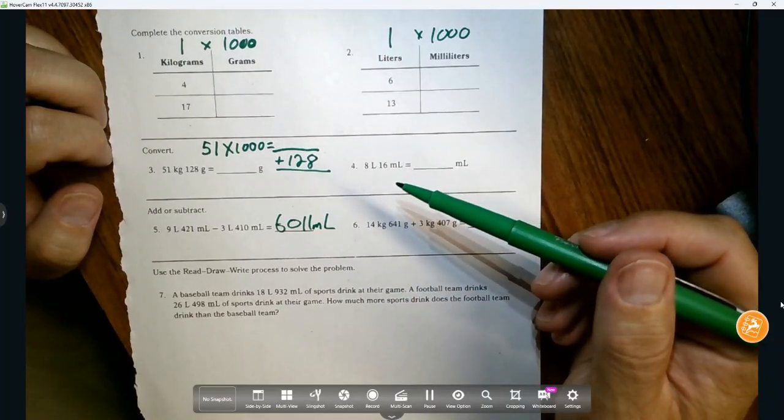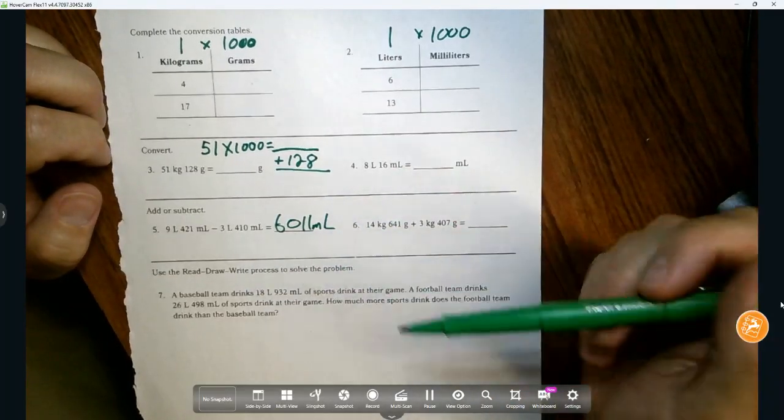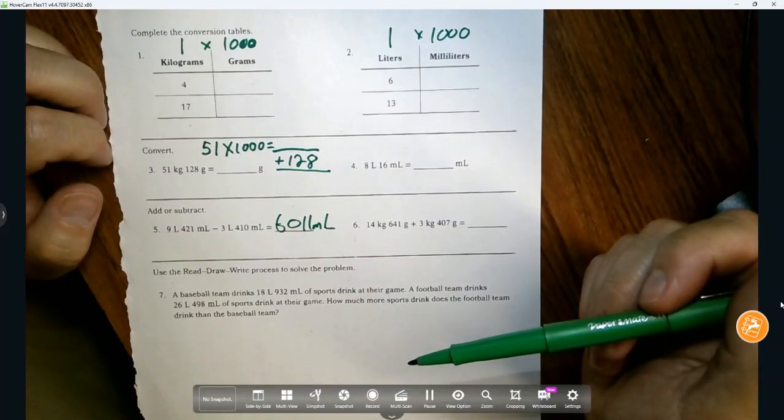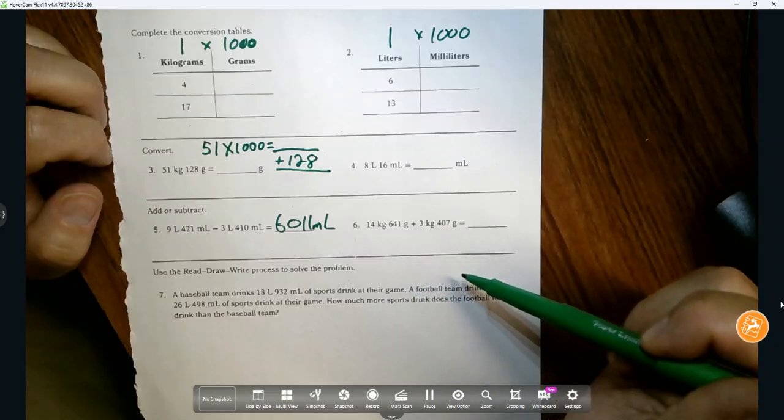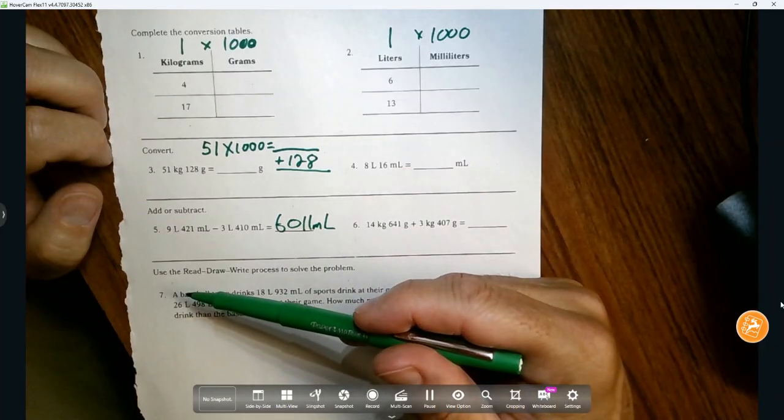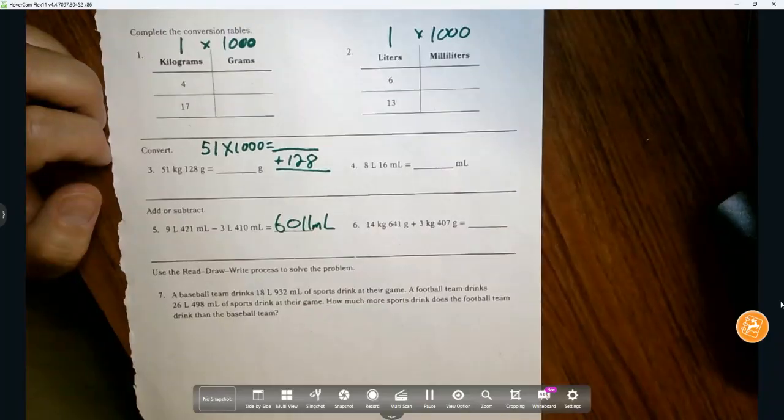Here we go. A baseball team drinks 18 liters, 932 milliliters of sports drink at their game. The football team drinks 26 liters, 498 milliliters of sports drink at their game. How much more sports drink does the football team drink than the baseball team?